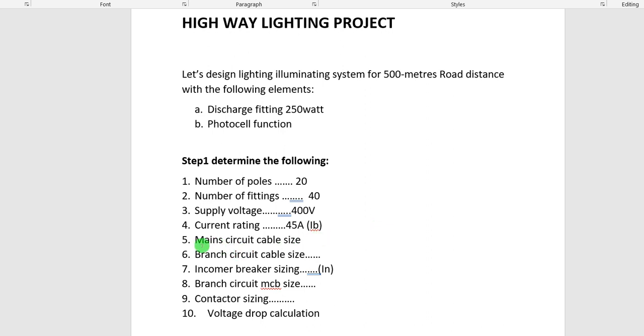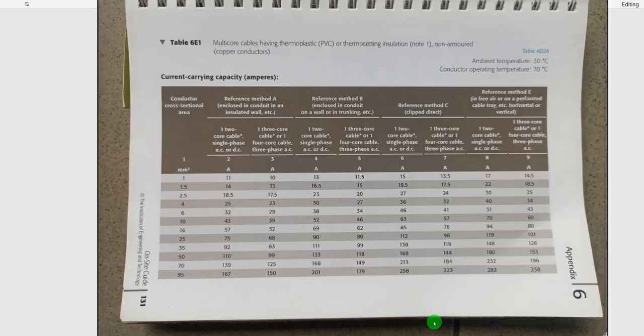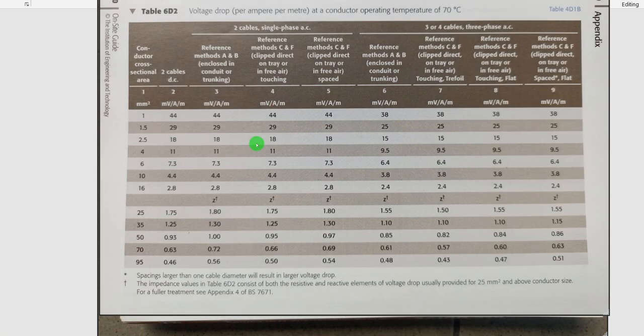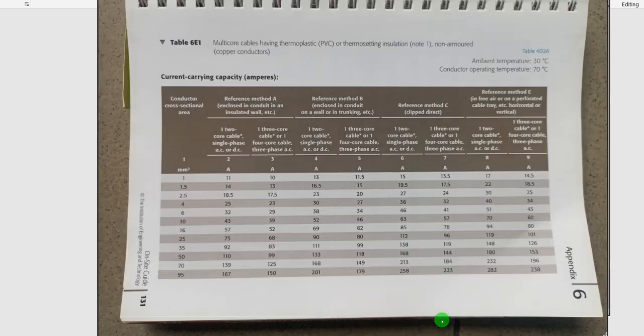Before we determine this cable size, let's find out which cable size we take for 45 amps over a considerable distance of 500 meters. So let's work on that table I told you you'll be working with. This is a table for current carrying capacity, so let's first go for this table.